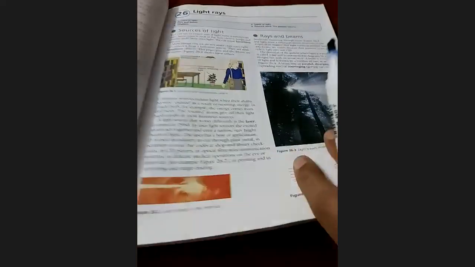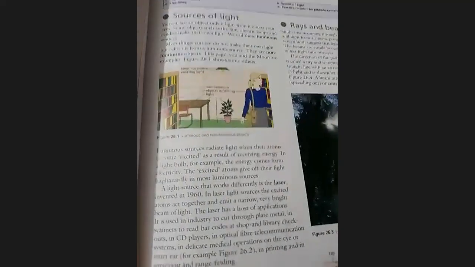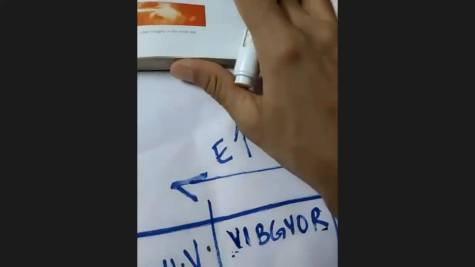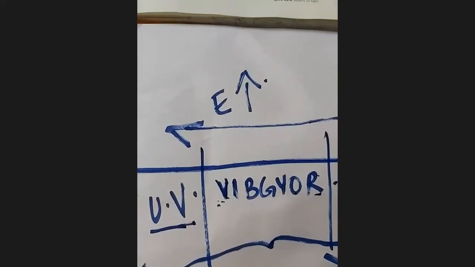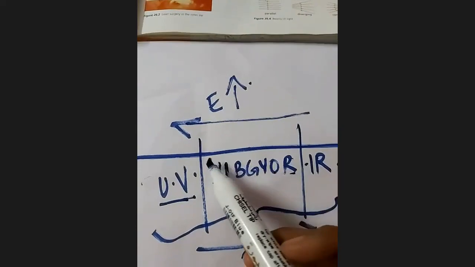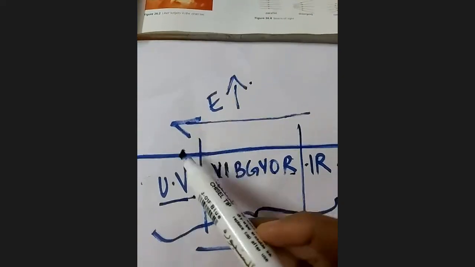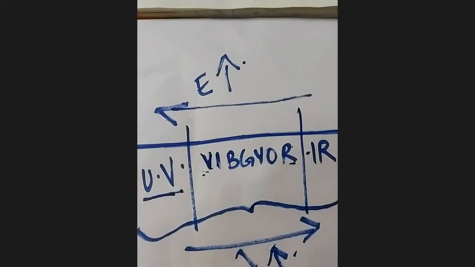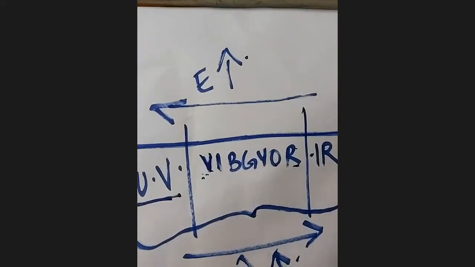So when the electricity is passing through the tungsten filament within the bulb, the thermal energy is released, and that thermal energy causes the filament to be white hot. And that white hot is in the form of visible white light.